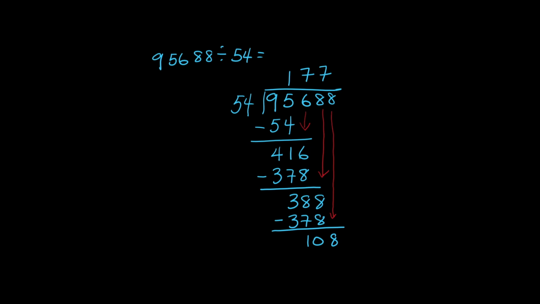Now, how many times can 108 be divided by 54? That will be 2 times. 2 times 54 is 108. And 108 subtract 108 is 0. And so our final answer will be 1,772. And that's how we would go ahead and solve that problem.